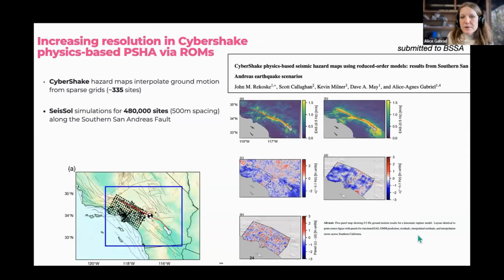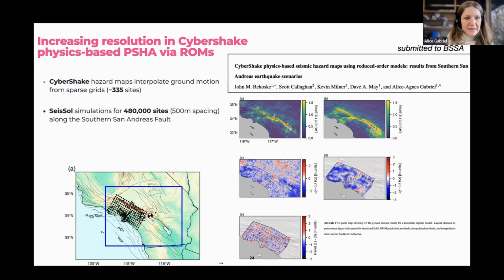Now, this is our newest work. As I said, we've been setting these reduced order models up to learn Green's functions. So the idea is that we can try and see if we can speed up CyberShake, which is a well-established PSHA tool. And a paper that is exploring that possibility, also led by John, has just been submitted to BSSA. So CyberShake hazard maps typically interpolate ground motion from relatively sparse grids, 335 sites.